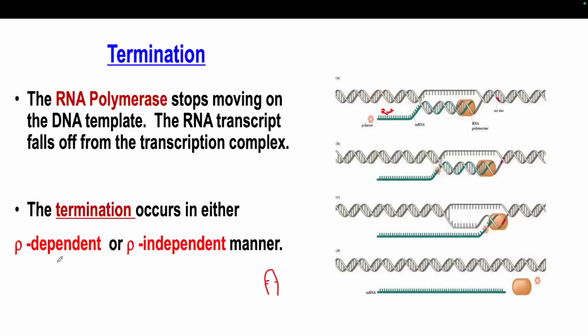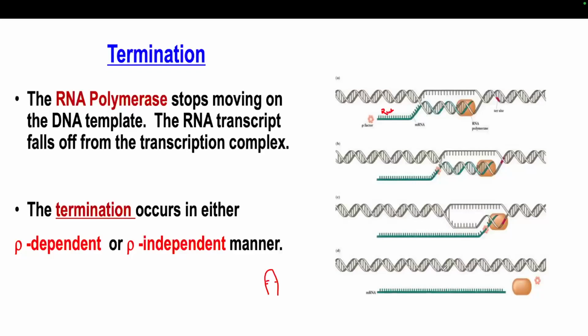And in the case of rho independent termination, a hairpin structure will form in the mRNA due to complementarity. At that time the RNA polymerase will get a signal that it has to stop the RNA synthesis because the hairpin loop is produced. So this will help to dissociate from the DNA duplex, and then again this RNA polymerase will dissociate from there, and the mRNA is also free from the DNA duplex.